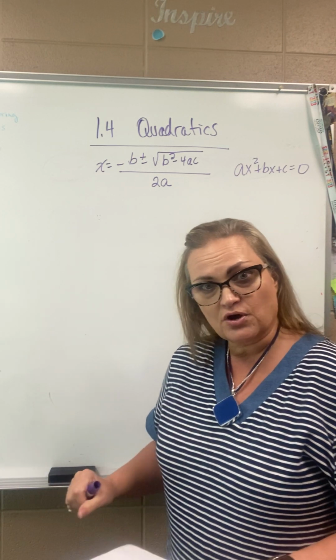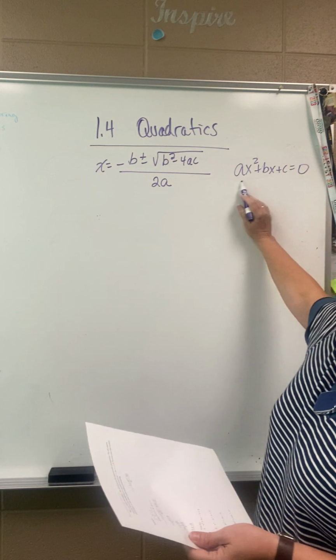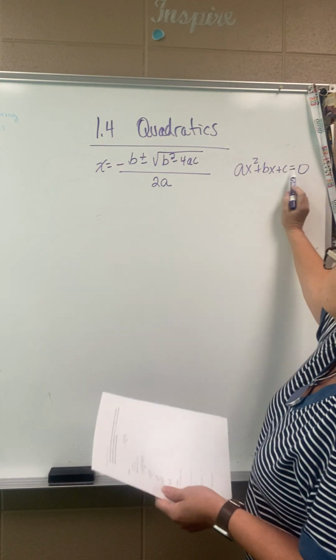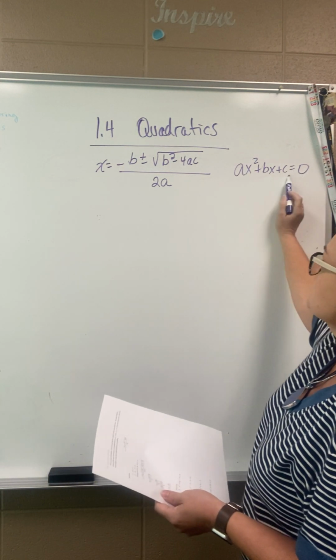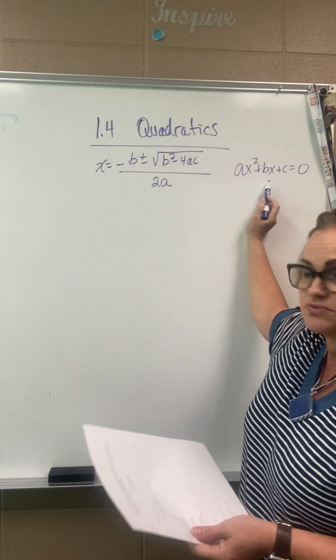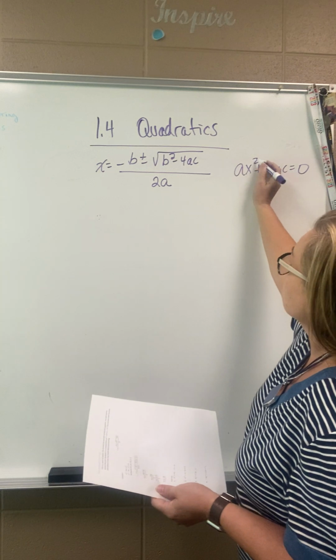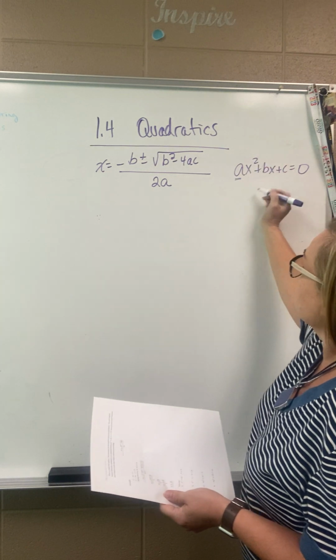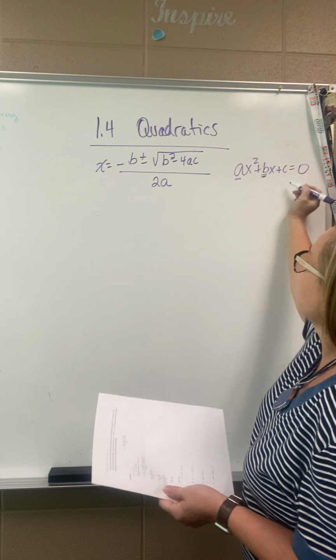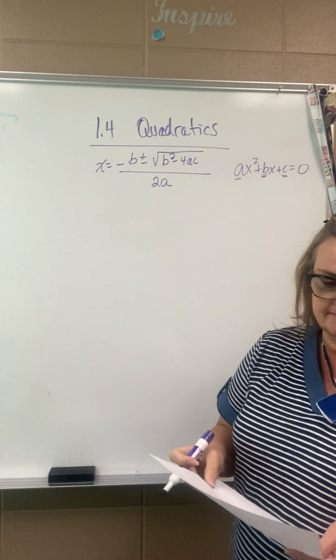So it works for all types of quadratics, but we first start by being in standard form. It needs to be set equal to 0, all terms on one side, so you get your signs right before you plug it in the formula. So the a term is what's in front of the x squared. That's a. B is in front of the x, and then c is the constant.